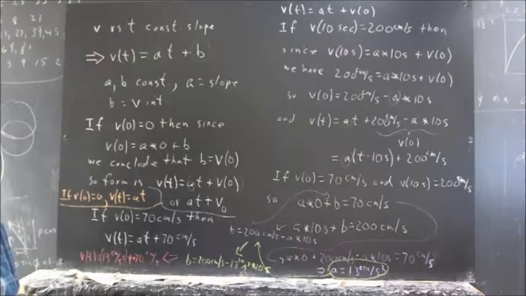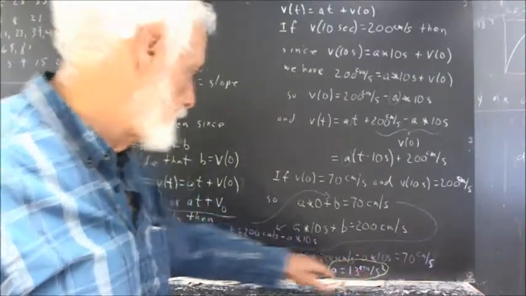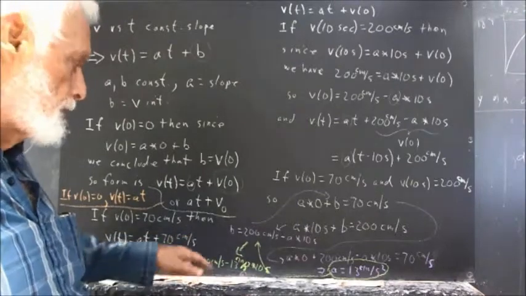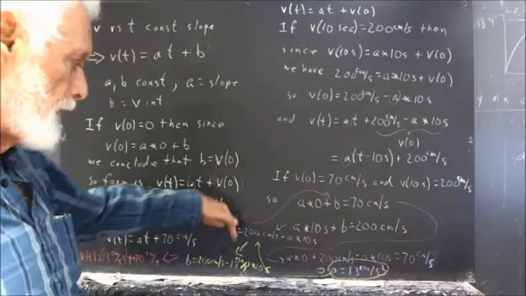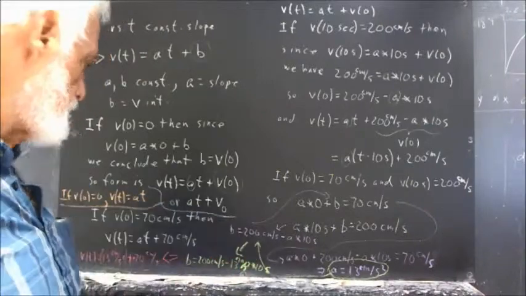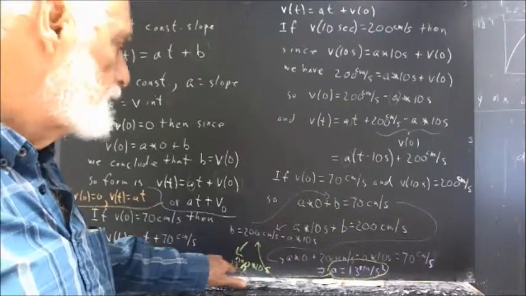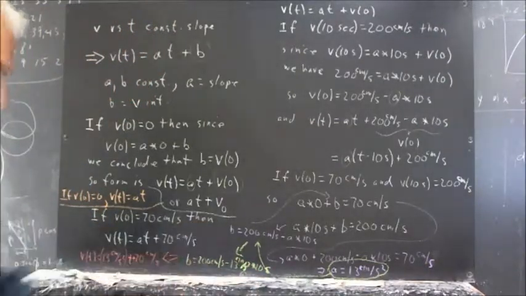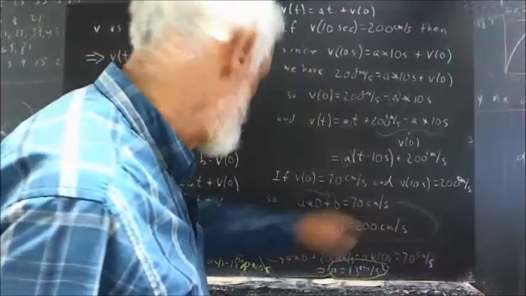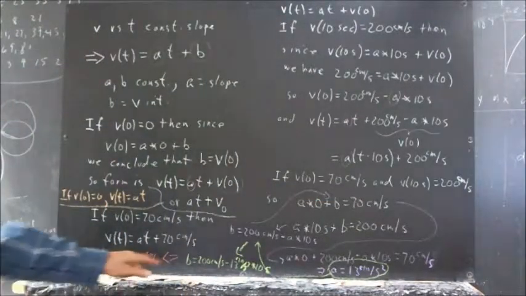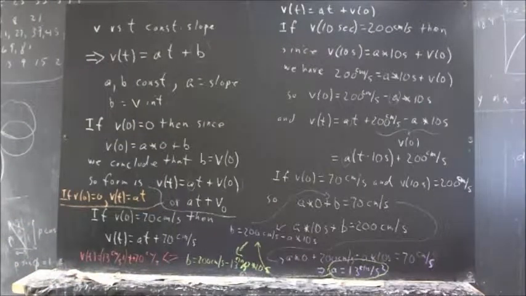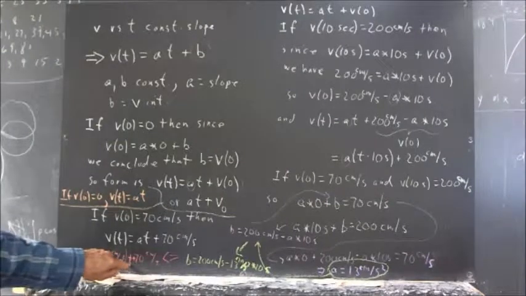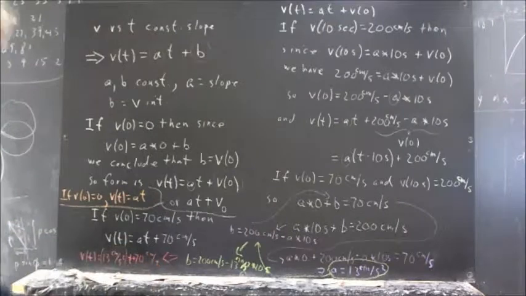Got one more correction to make. Then plugging this 13 centimeters per second squared back in here for a, we finally get b equals 200 centimeters per second minus 13 centimeters per second squared times 10 seconds, which is going to give us, this term is going to give us negative 130 centimeters per second, so that b will end up being 70 centimeters per second, as we already knew it would. Then we have our v of t function, 13 centimeters per second squared times t plus 70 centimeters per second.